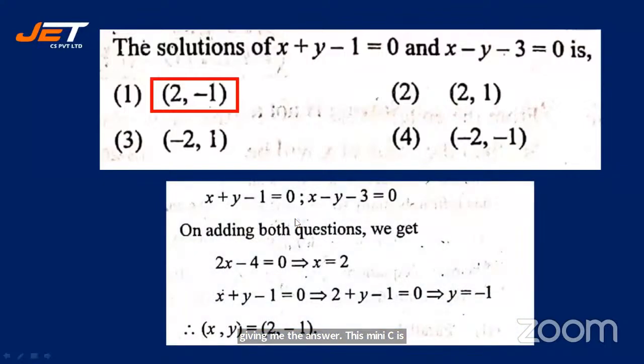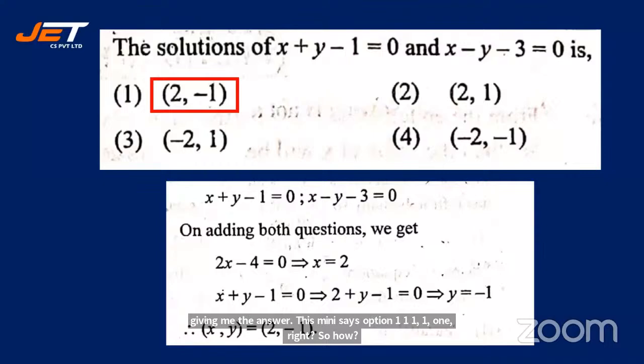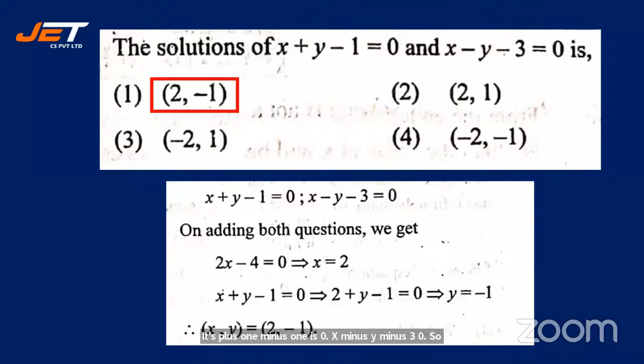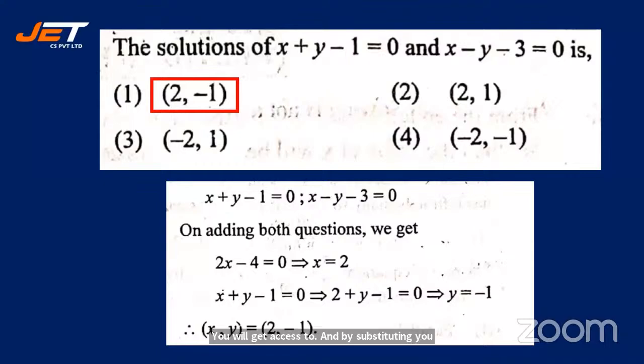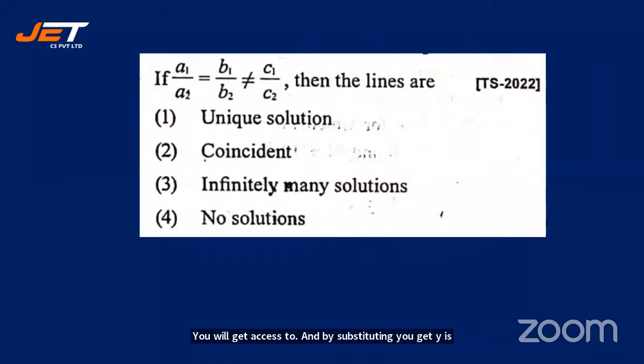Right? So x plus y minus 1 is 0, x minus y minus 3 is 0. So you're adding both sides. You will get x is 2. And by substituting, you will get y is minus 1. So it is 2, minus 1. See the next question.